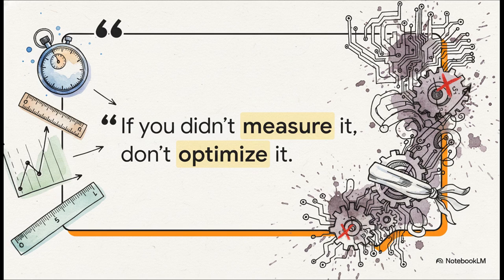I'm going to say it again. If you can't measure the problem, don't try to optimize it. Just blindly sprinkling useMemo all over your code usually just leads to more complexity and code that's harder to read, all for basically zero real-world performance gain.